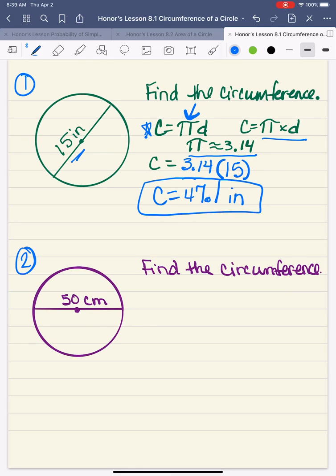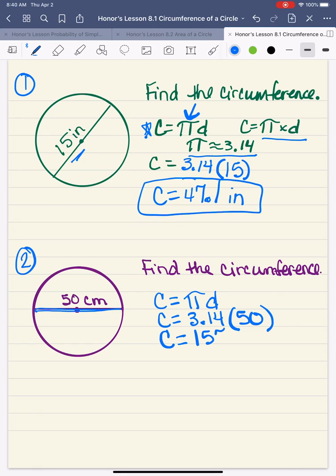Example 2. Let's write our formula. Circumference is equal to pi times diameter. Let's substitute in our numbers. So 3.14 for pi. We'll multiply that by the diameter. Check the picture and make sure it really is the diameter, and it is. It's going all the way across. So I'm going to multiply that by 50. Okay, if you want to plug that into your calculator. So that's 157 centimeters.